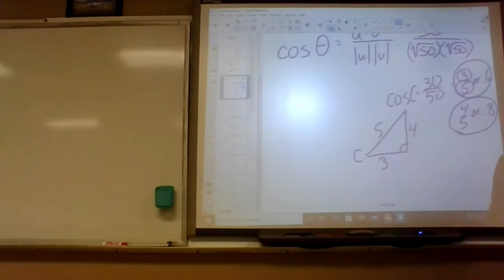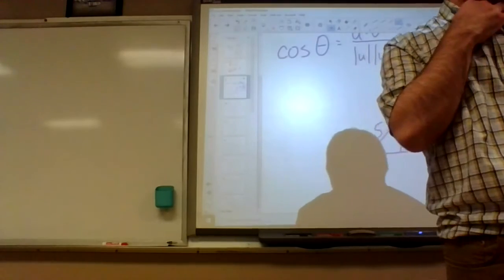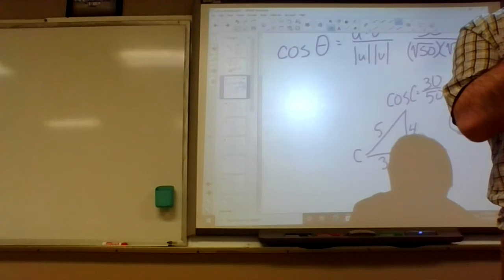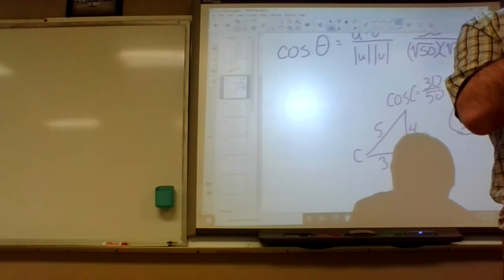Cool. 19b, use the formula. You guys remember the area formula? The trig area formula? 1/2 AB sine of C, that they wrote in there. You do 1/2 times both of those, times 5 times 3.